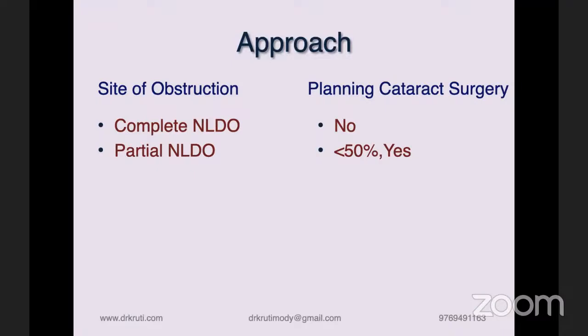Theoretically, less than 50% can go ahead with cataract surgery, but practically, if you think the regurgitation is very less, 20-30%, then be okay. Otherwise, you evaluate the parameters, the patient's complaints, what is happening, and other things.